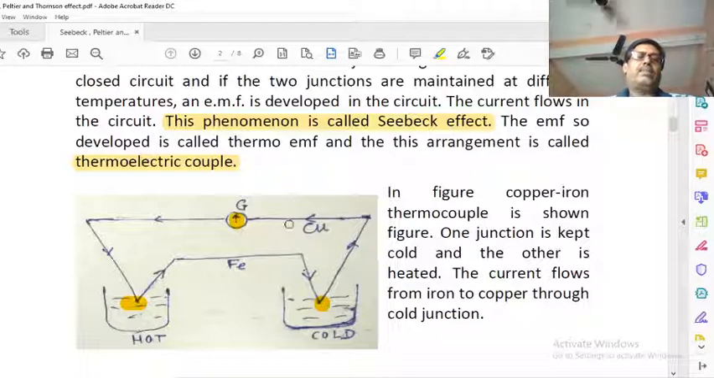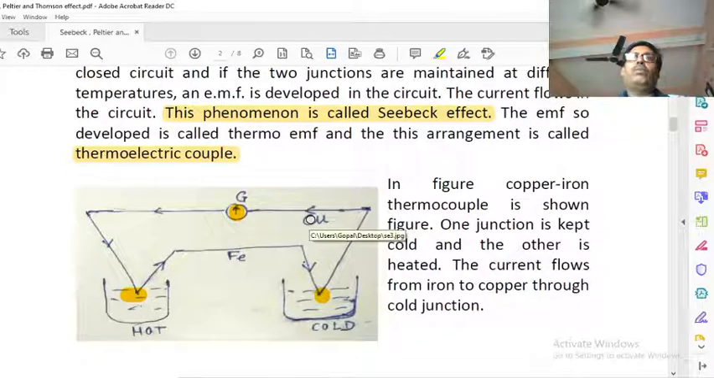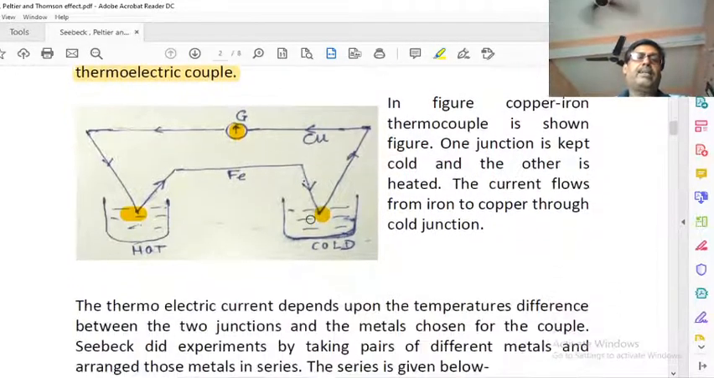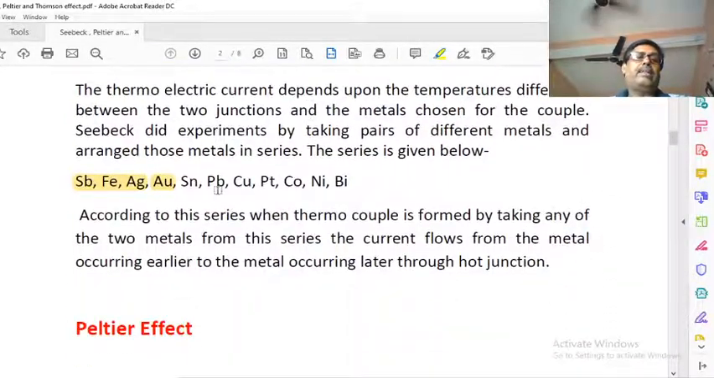Here there is a thermocouple. Metals are Fe and Cu. So we will see which one is earlier in the series. Not here in the figure, Fe is first, Cu is upside. No, it is not a matter in the figure what the position of the metal is. Either it is below or upside or right side or left side, it does not matter. What matters is which metal comes first in the series.